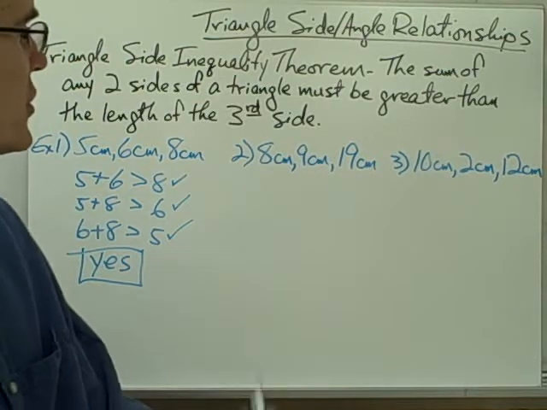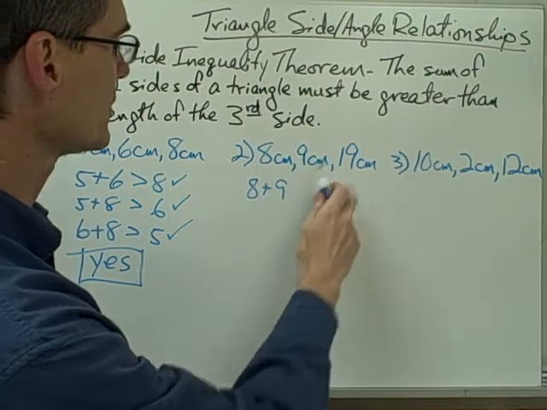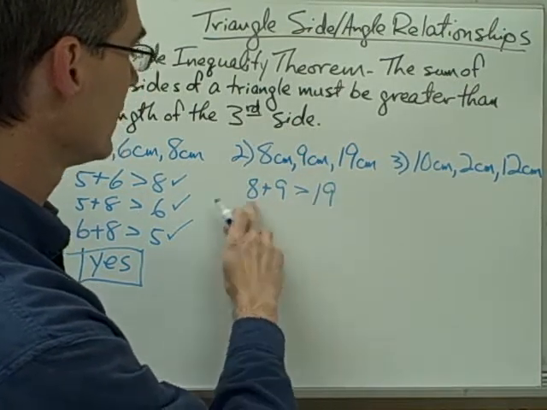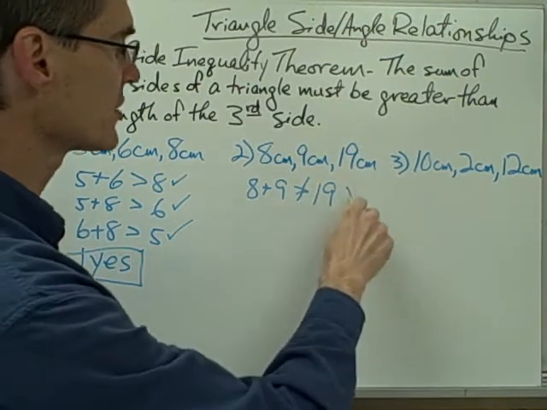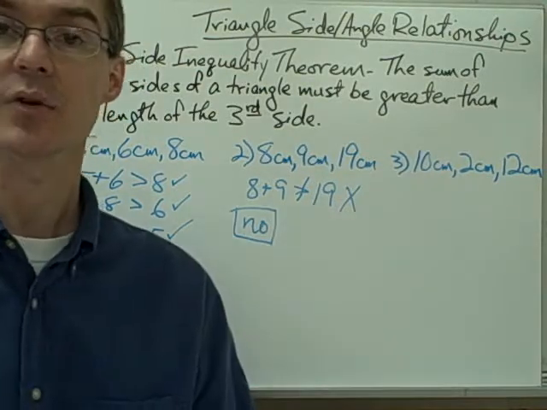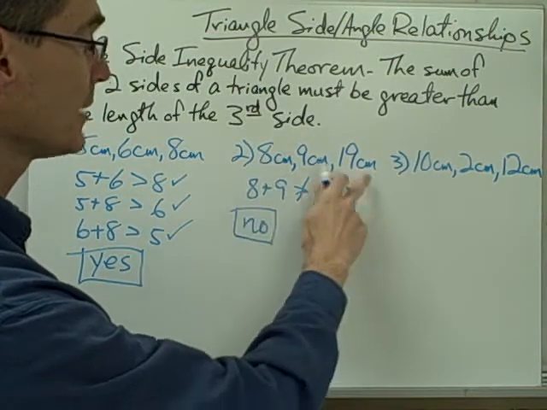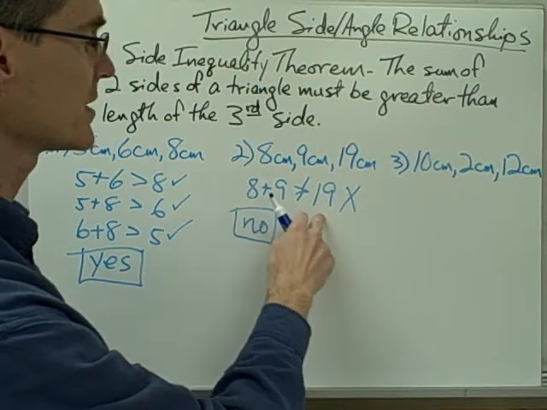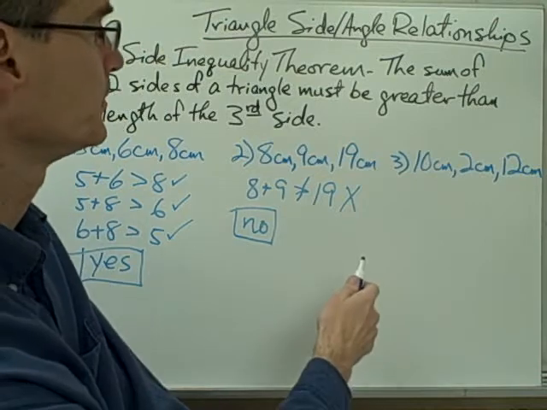Let's take a look at example number 2. 8 plus 9, in order for these three lengths to be the sides of a triangle, needs to be greater than 19. 9 plus 8, however, is 17, and 17 is not greater than 19, so no, these three lengths cannot be the lengths of the sides of a triangle. Even though if we went on, we could see that 9 plus 19 is greater than 8, and 8 plus 19 is greater than 9. However, since we found a case where the sum of these two sides is not greater than the third side, we know those three lengths cannot be the sides of a triangle.